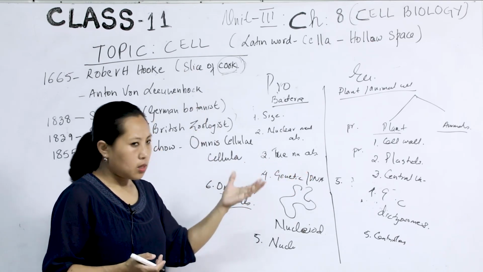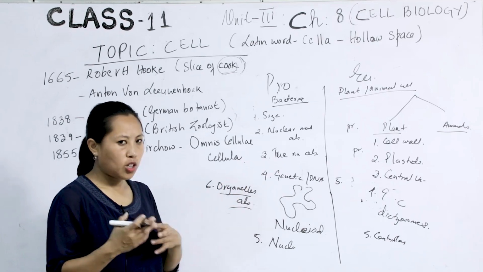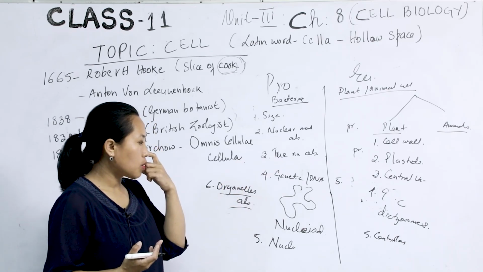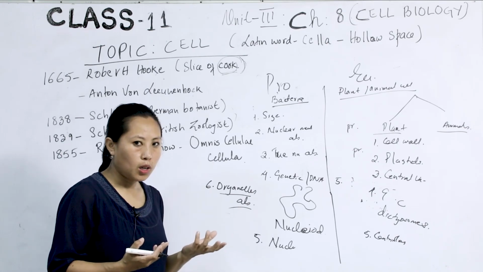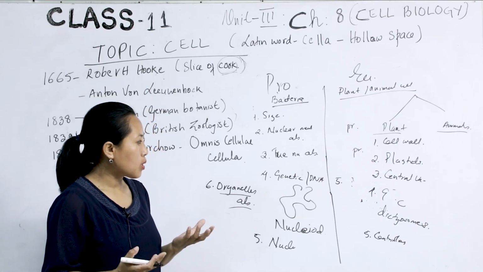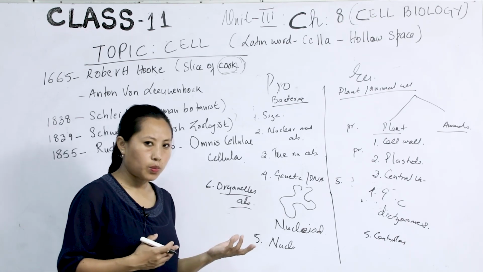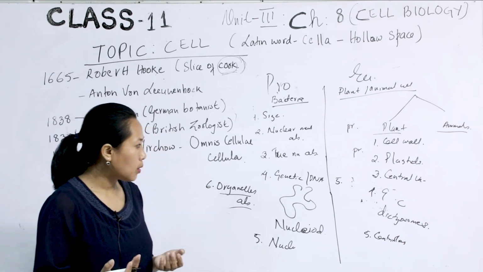So these are some of the basic differences between plant cell and animal cell. Plant cell has a cell wall which gives shape, protection and rigidity. It's absent in animal cell. Plastids, which are responsible for the pigment chlorophyll that helps in photosynthesis, are present in plant cell, absent in animal cell.